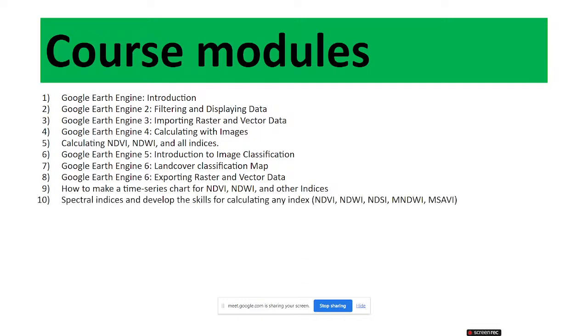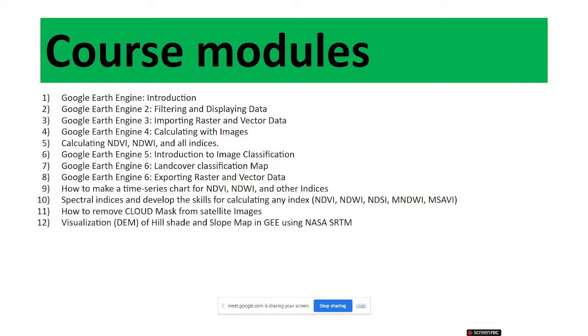Then I will discuss the spectral indices and develop the skill for calculating any index. And then how you can remove the cloud from your satellite images. Mainly when you want to work with rainy season or wet season imagery, we can find some cloud, and we can remove all types of cloud in the Google Earth Engine platform using different types of functions. We also discuss for Landsat and Sentinel imagery how we can remove the cloud and get a very clear satellite image in the rainy season or wet season.